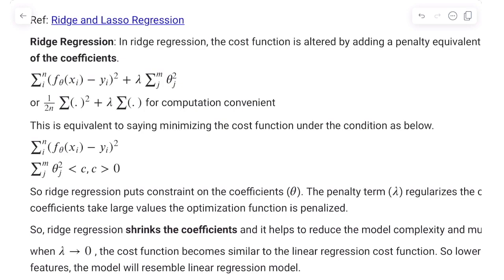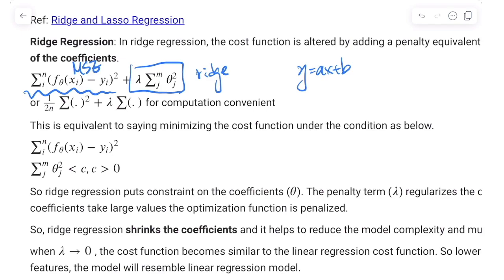function right here, okay? And you can see that is the MSE, right? And that is exactly ridge regression. So by adding another item right here, for example, if your model is y = ax + b, so basically your MSE value should be like this, right? That is your MSE value.